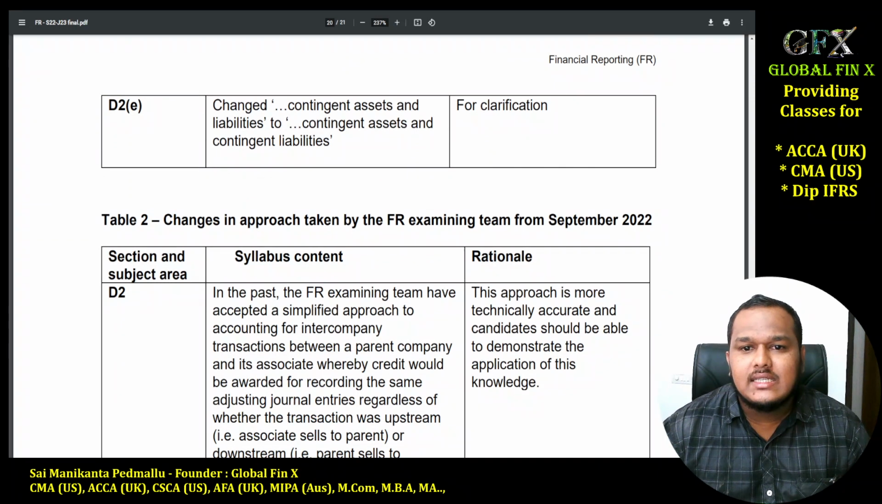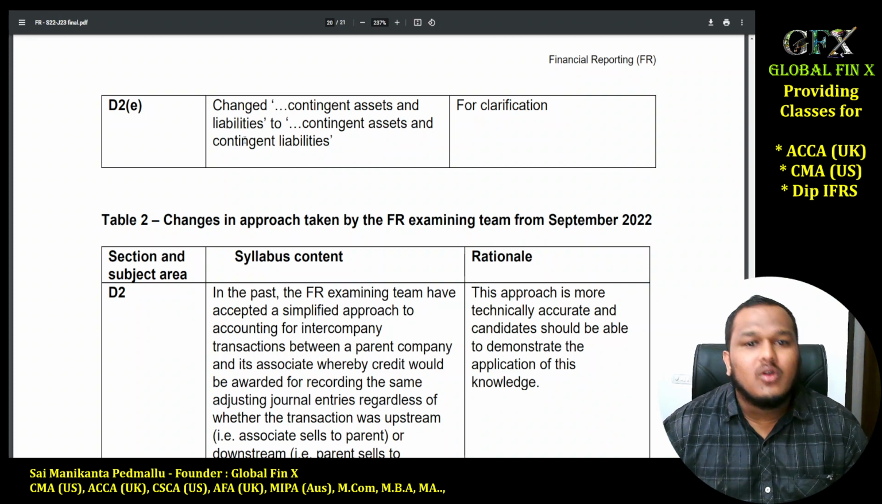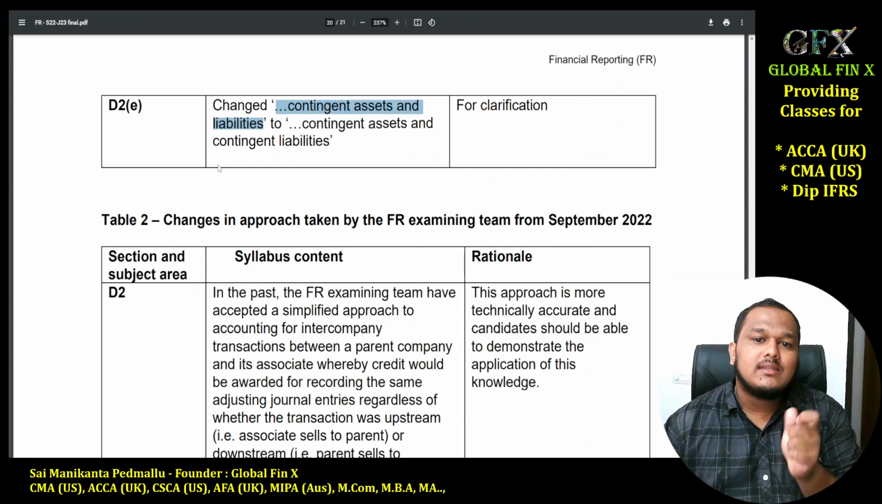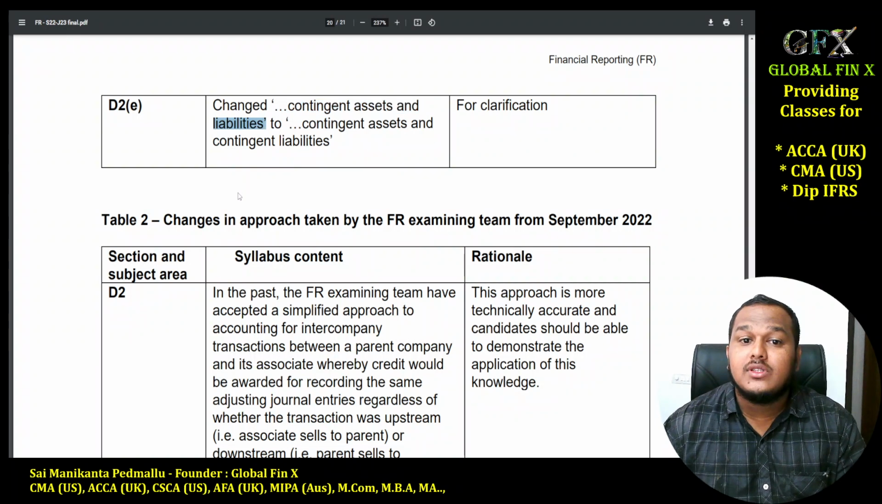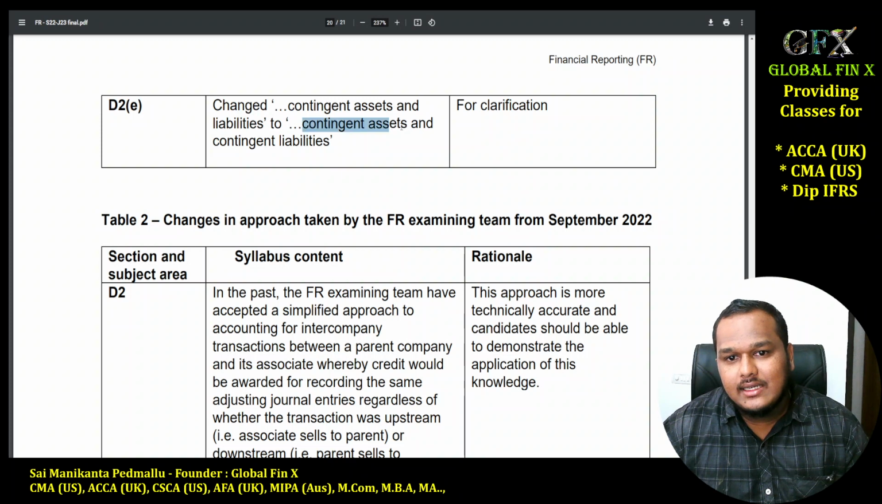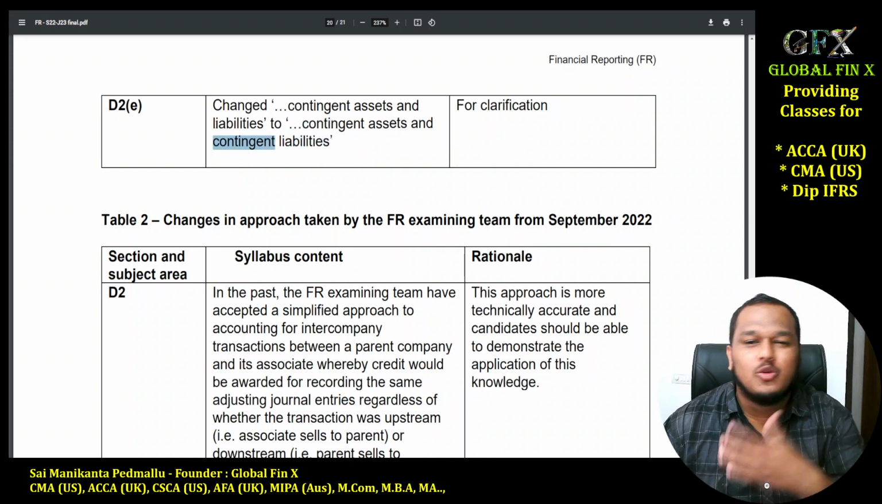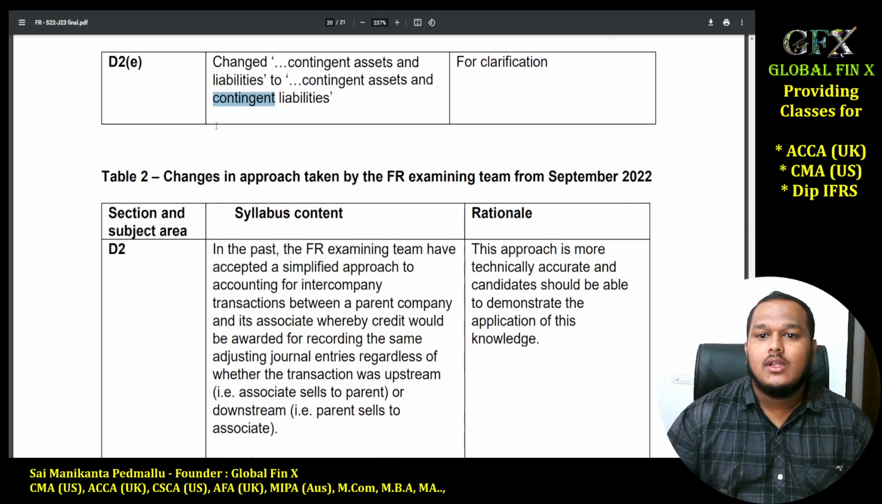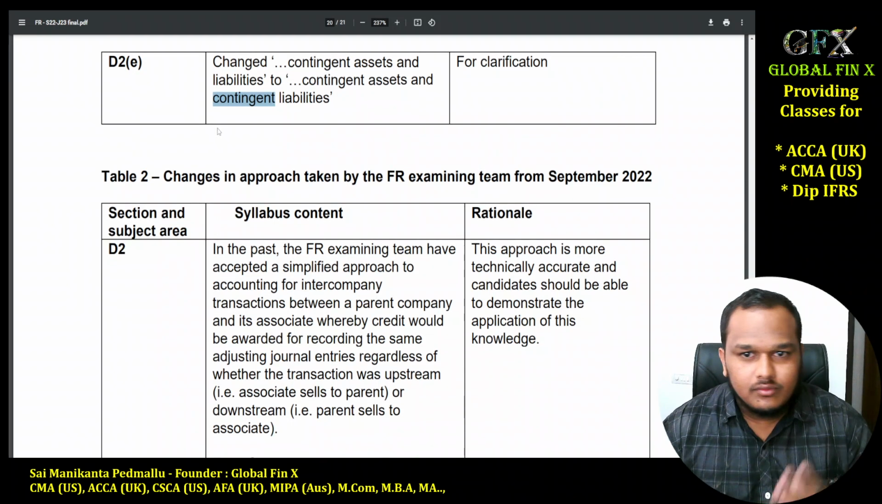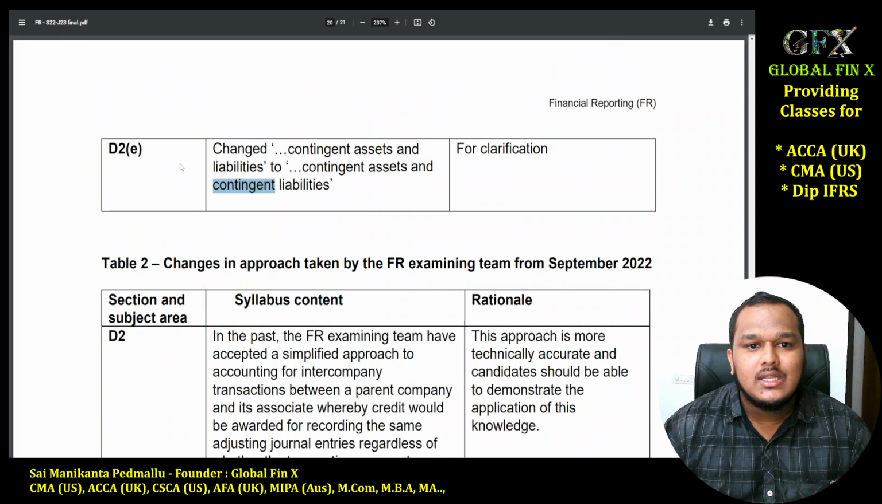Similarly, contingent assets and contingent liabilities. Earlier it was just assets and liabilities. So they just made sure, because students were confusing whether it is normal liabilities or contingent liabilities, they added contingent assets and contingent liabilities. So the word contingent has been added to make it more clear for the students. So these are the syllabus changes as of now.